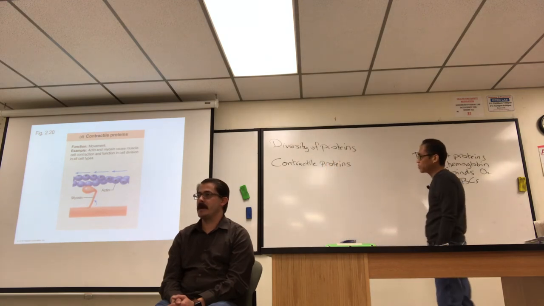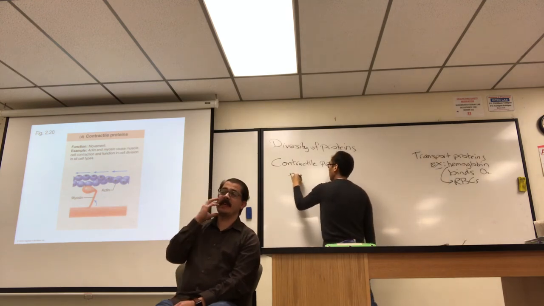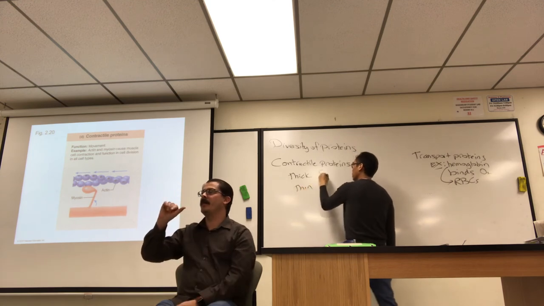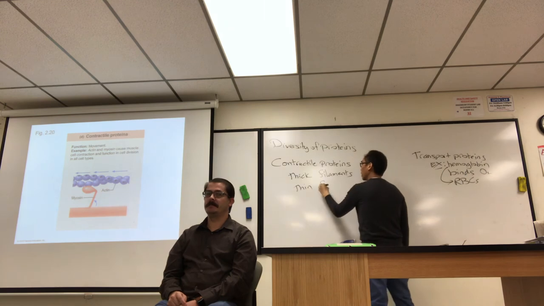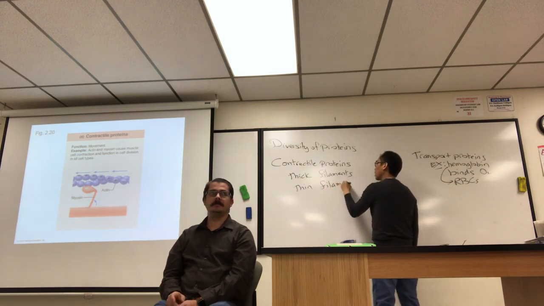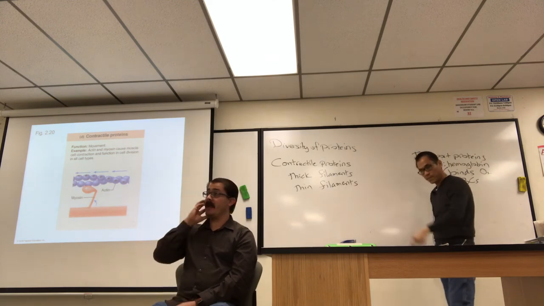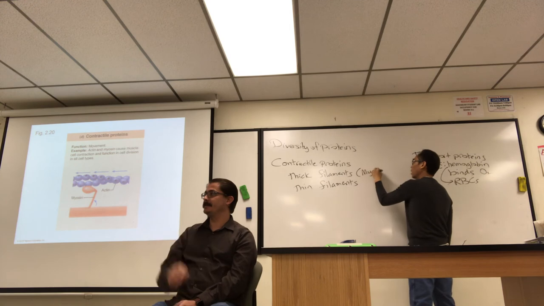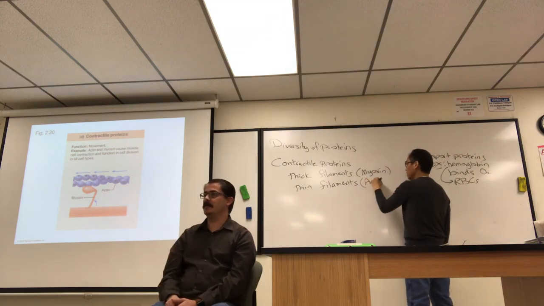The contractile proteins, I said thick and thin filaments. Thick, thin filaments. The thick filament, the one on the bottom in the picture, is called myosin. The thin one is actin.